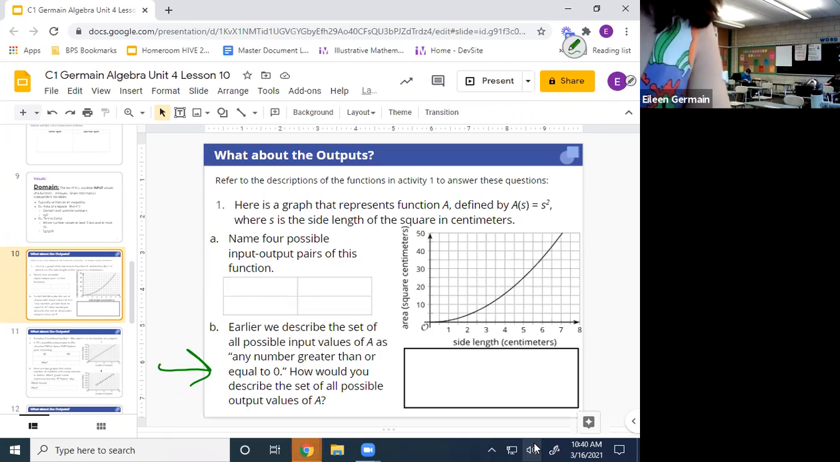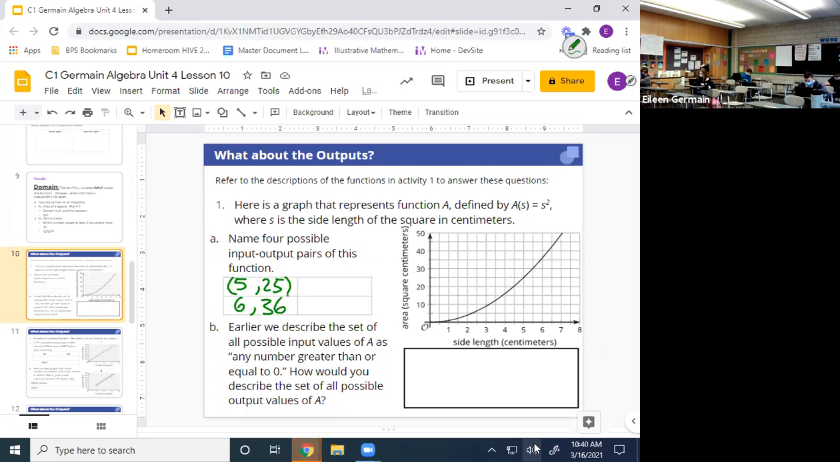So Sadie, how did you write yours, as coordinate pairs or in function notation? Coordinate pairs. Okay, perfect. I'm going to write 2 of them in coordinate pairs, and then 2 of them in function notation. What was one of your pairs? 5, you said 25? Very good. Gabe said 6, 36. Good. That's another ordered pair.